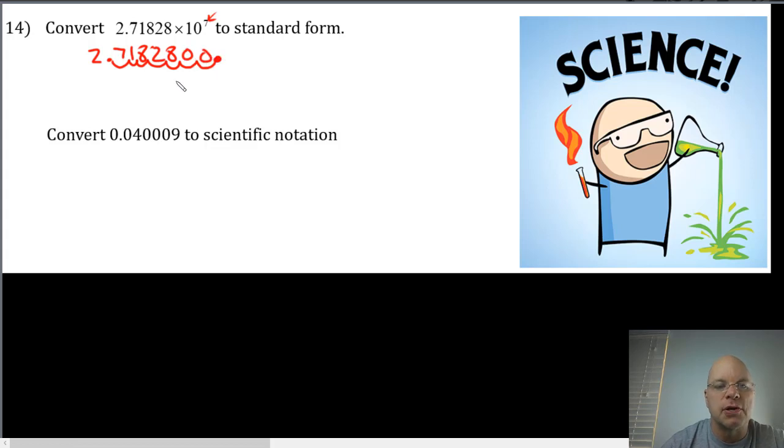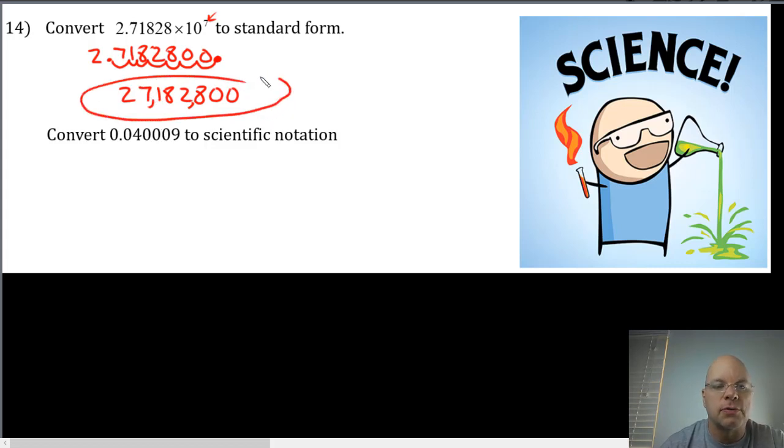Show that my decimal is here now, and then I'm going to rewrite my number. 271828 with 2 zeros at the end. Then I can place my commas between the hundreds and the thousands place, and between the 100,000s and the millions place. So 27,182,800.